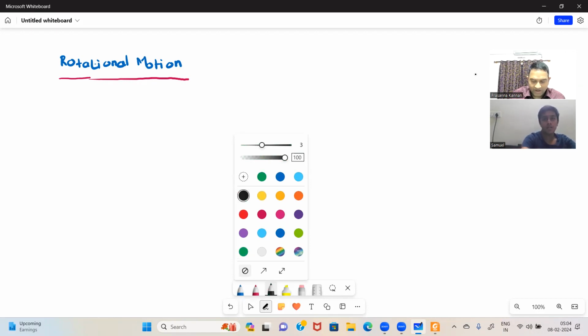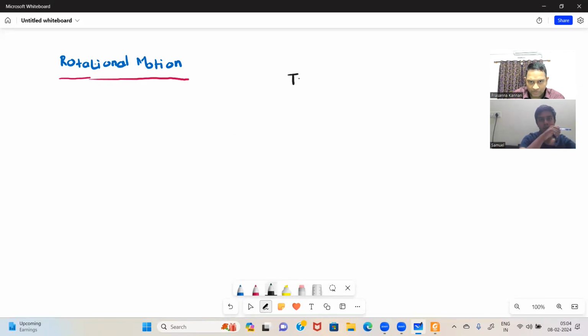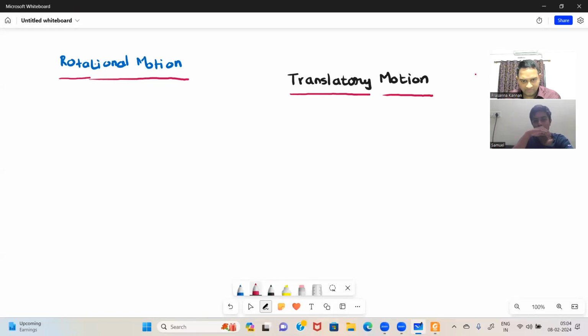Samuel, we had learned about linear motion, right? Linear motion is also called translatory motion. Yes, in all the previous chapters. Yes, sir. We have been talking about linear motion, or rather, motion in a straight line. Based on that, we have discussed equations, we have discussed concepts, correct? Yes, sir. Okay. So another name for linear motion is translatory motion, all right?